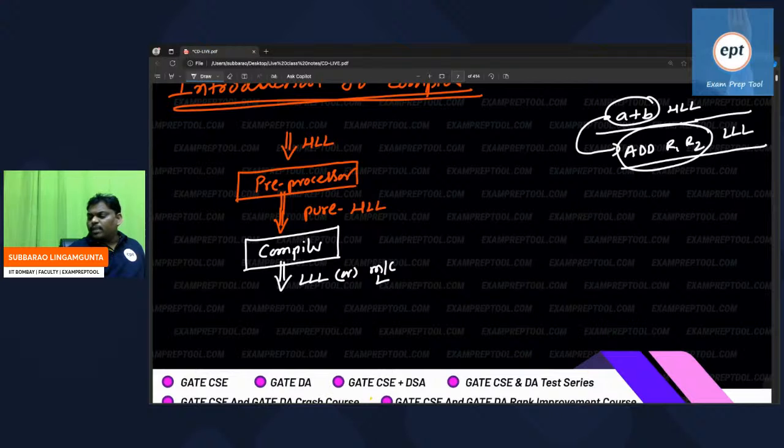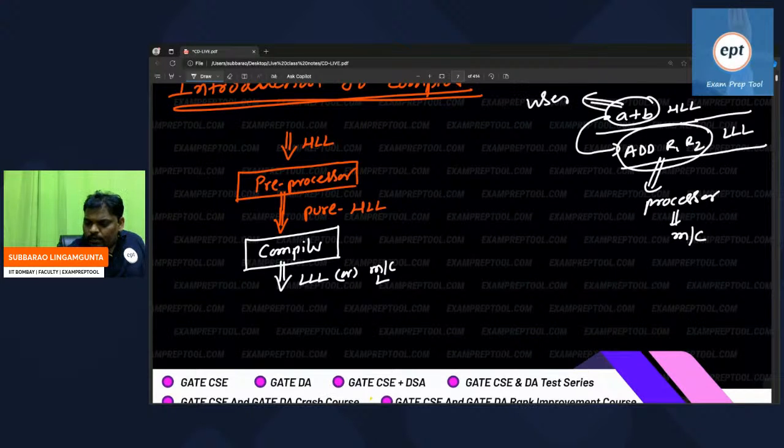Some people are asking, sir, what is the meaning of machine? Remember, this language is for the processor, and the processor is a machine. High level language is for the user. After compilation, you will get the low level language, which is also called machine language, because this language is for the machine. Someone has written assembly language. That is also right.